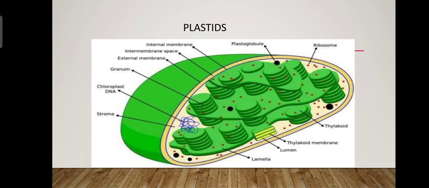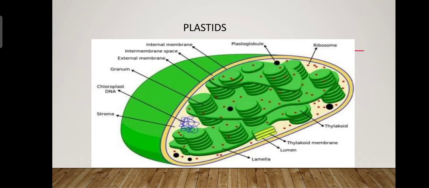They are of three types. First is chromoplast, which is colored plastids. Leucoplast, white or colorless plastids. Chloroplast, green colored plastids.